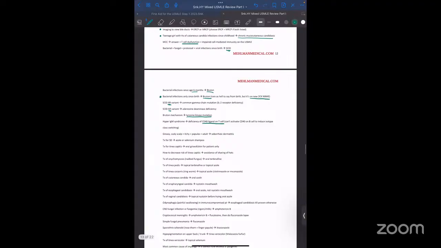Next, we have greasy scalp plus itchy papules in an adult, it's seborrheic dermatitis. Treatment for seborrheic dermatitis is azole or selenium shampoo, topical. This is commonly known in layman's terms as dandruff. Treatment for tinea capitis is oral griseofulvin for the patient only. They'll ask about family members, what do we do? No, it's only for the patient.